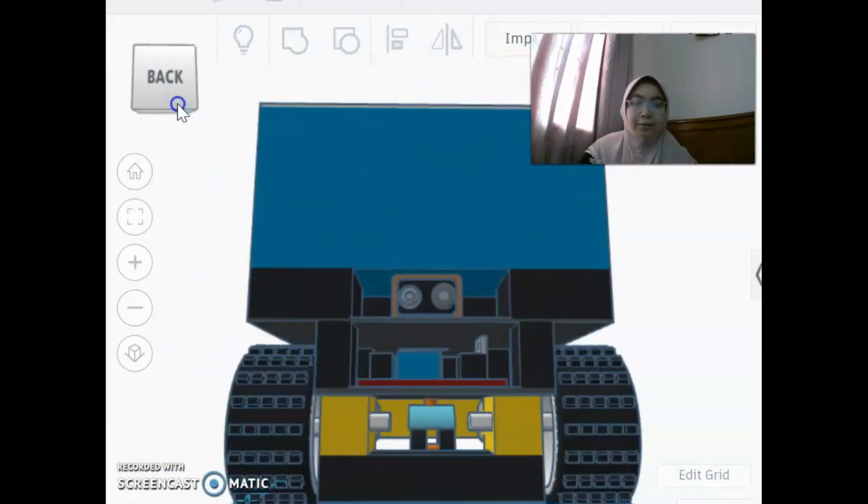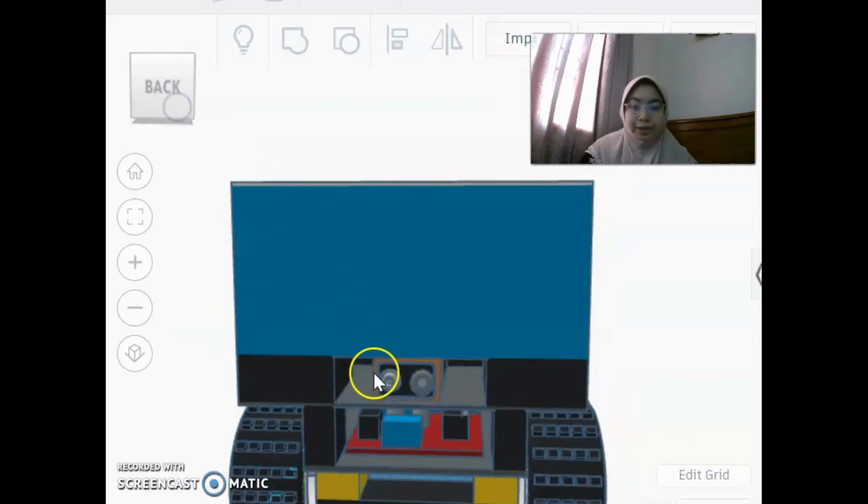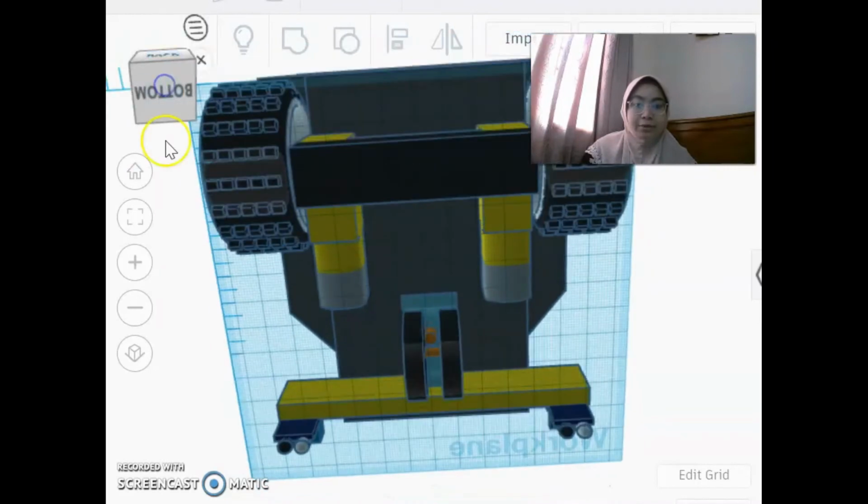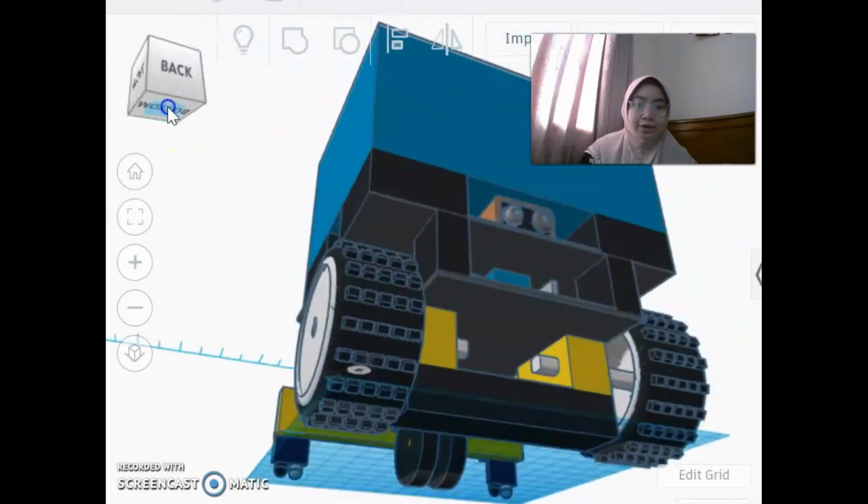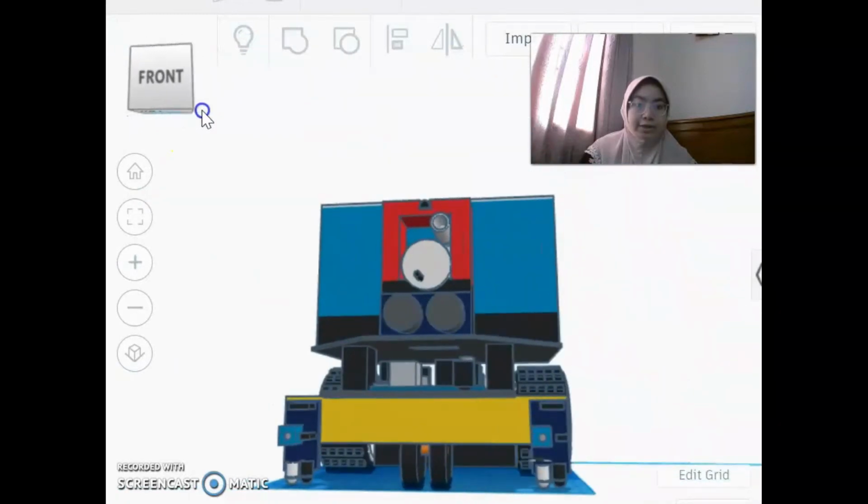For the back of our 3D design, we have the battery that supports 9 volts, our motor driver, and the water tank, and from the bottom you can see that we have used our motor gear, on both the right and left side. This is the overview of our 3D design.